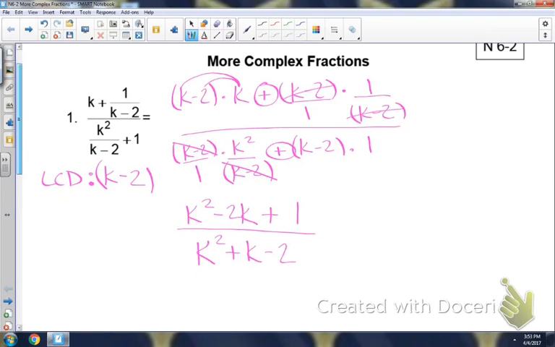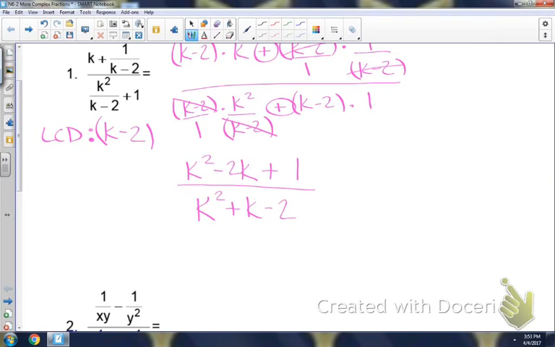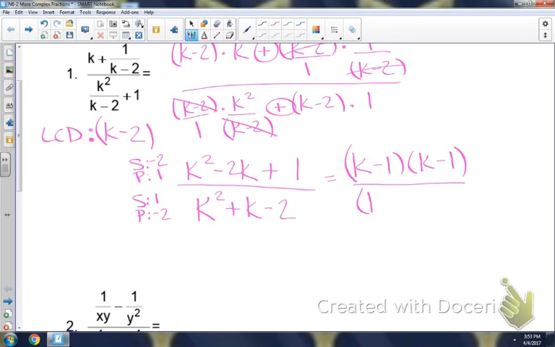Okay, so once we've got rid of the fractions, then we need to look and see if we can factor the top and the bottom. So 3 terms in the top, we would have to do sum and product. So sum would be negative 2, product would be positive 1. So that would be negative 1 and negative 1. So k minus 1 and k minus 1. Denominator, sum would be 1, product would be negative 2. So that would be k plus 2 and k minus 1.